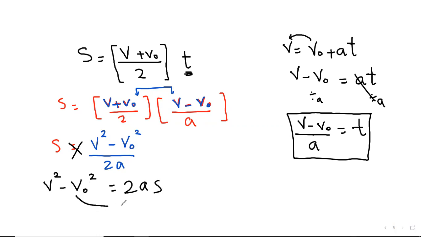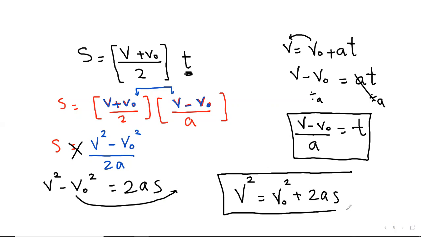Move minus V initial squared to the other side. So V final squared is equal to V initial squared plus 2AS. And we use this rule if we have V initial and we have the acceleration, we have the displacement, and we want to find the V final. So V final squared is equal to V initial squared plus 2AS.